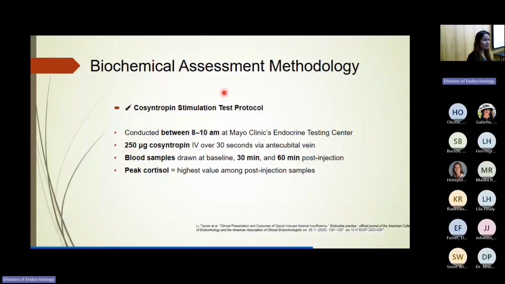All the patients that were included in the study had dynamic testing done. They gave 250 micrograms of cosyntropin over 30 seconds via antecubital, and then they collected samples at baseline, 30 minutes, and 60 minutes, and checked the peak cortisol level to assess the highest value among the post-injection samples.